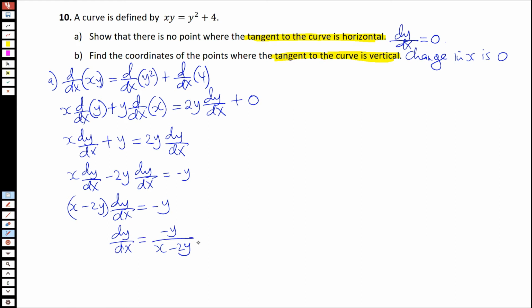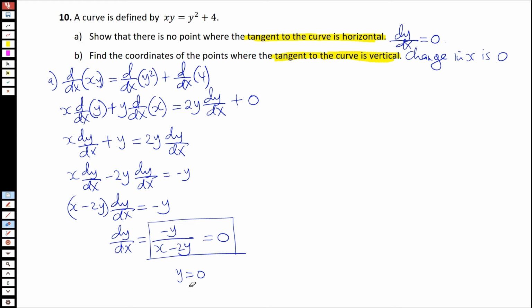We want to show that there's no point where the tangent to the curve is horizontal. So we want to show that there are no points on this curve where dy over dx is equal to 0. So equate this to 0. If you equate this to 0 and solve, you'll end up with y being equal to 0.